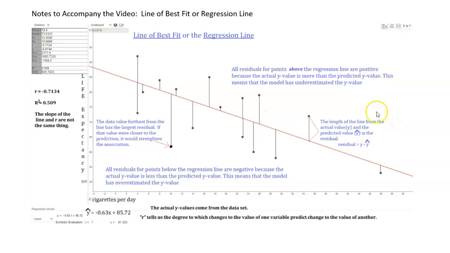And then when we take that value to the second power, we get the coefficient of determination. And that indicates the level of variation in the given data set and tells us the percentage of the points that would fall within that regression line. So we have just barely half of our points predicted by that. So it's not a great thing, but I just want you to remember the slope of the line and R are not the same thing. That y hat is the prediction and just y is the actual value.